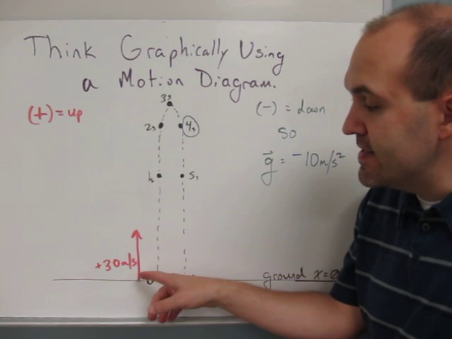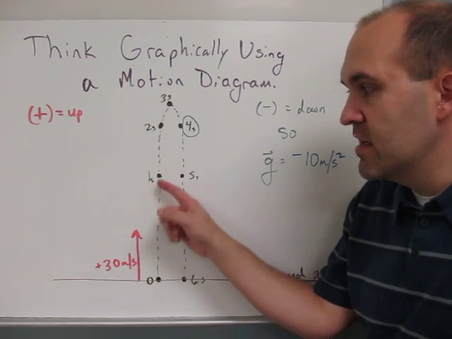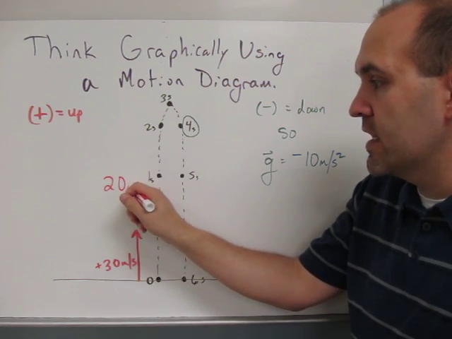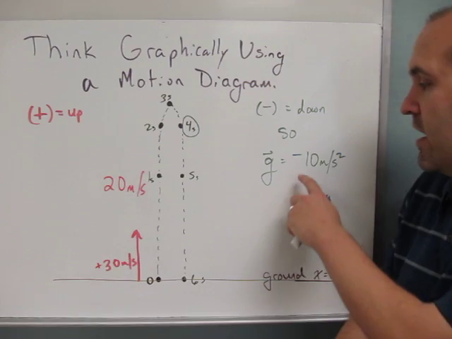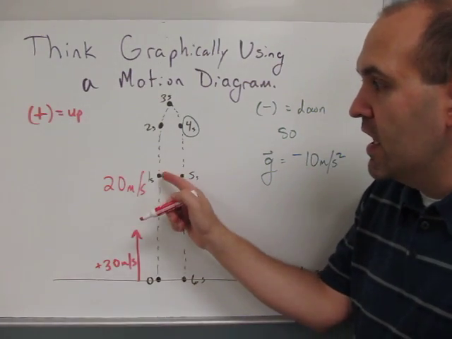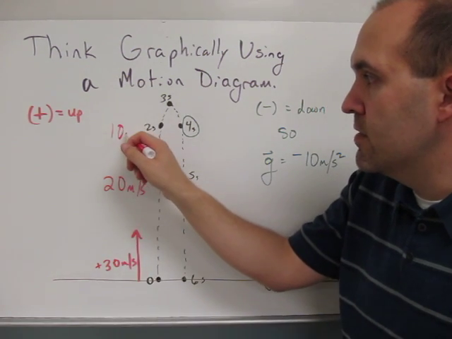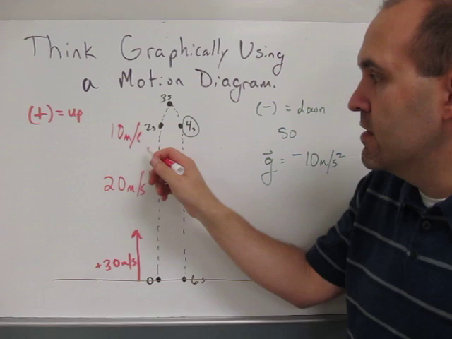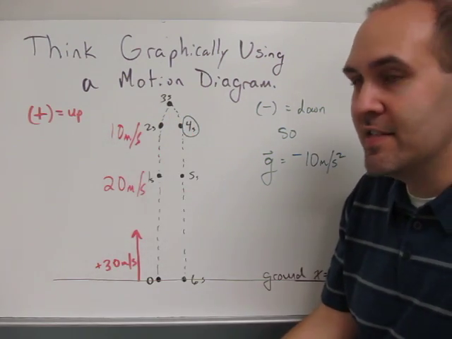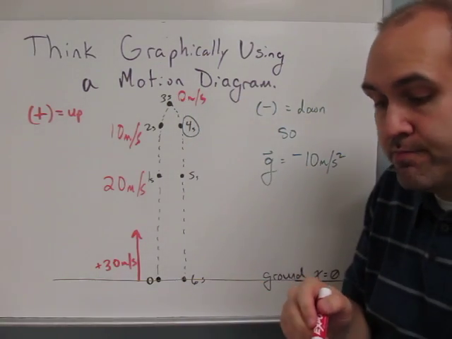So after 1 second, it's no longer going to be going 30 meters per second. It's going to lose some speed. In fact, it should be going about 20 meters per second here at 1 second, because every second that goes by, it loses 10 meters per second. That's what that acceleration means. At 2 seconds, it will have lost another 10 meters per second, so down to 10 meters per second, still up. And then at 3 seconds, it will have lost its last 10 meters per second, so it's 0 meters per second at the top.